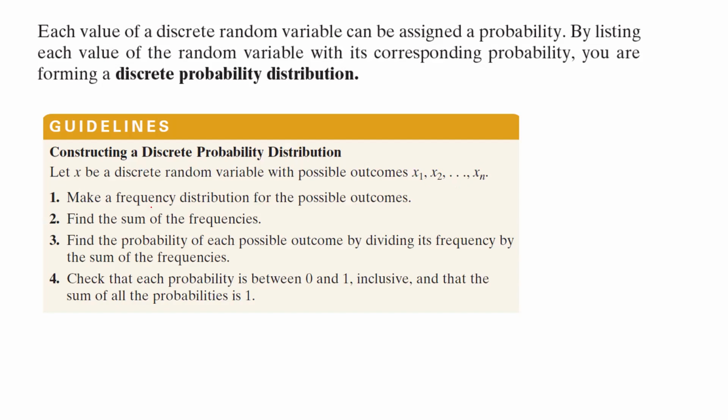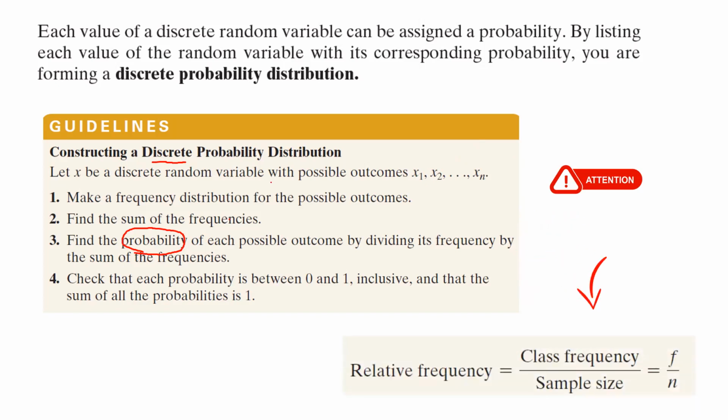Then you make a frequency distribution for the possible outcomes. You can find the sum of all frequencies. You can find the probability of each possible outcome by dividing its frequency by the sum of the frequencies. So it should ring a bell because you learned about relative frequency in a previous chapter. So the probability is basically finding the relative frequency for a discrete random variable.